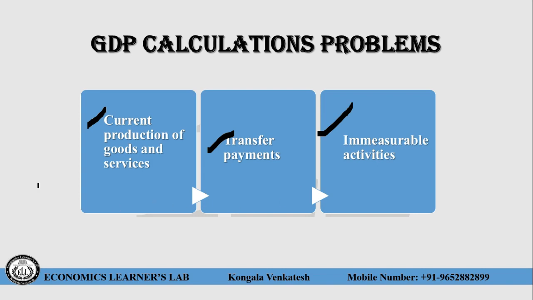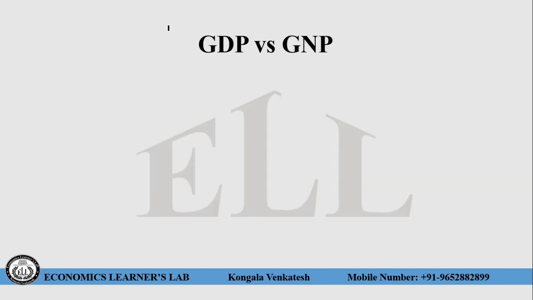We have these three small problems when calculating the GDP. But we calculate the GDP to know the current status of a country and to make better policies for the next level. That's why we calculate the GDP or national income.